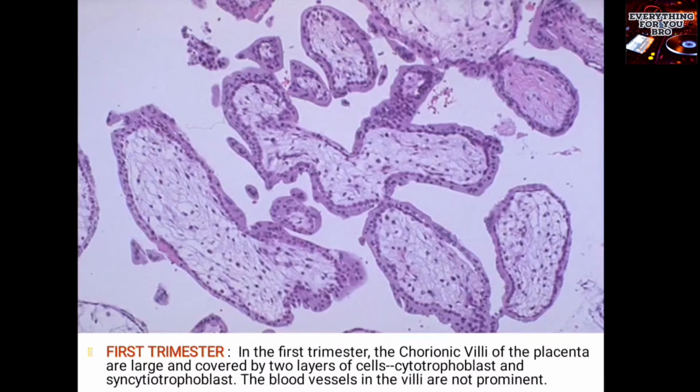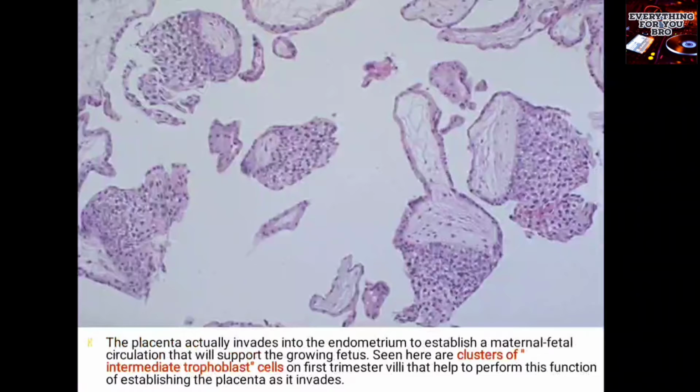So this is the first trimester placenta. The chorionic villi of the placenta are large, covered by two layers of cells, that is cytotrophoblast and syncytial trophoblast. The blood vessels in the villi are not prominent in this. Here you can appreciate some cells proliferating and forming clusters of cells. These are called intermediate trophoblasts.